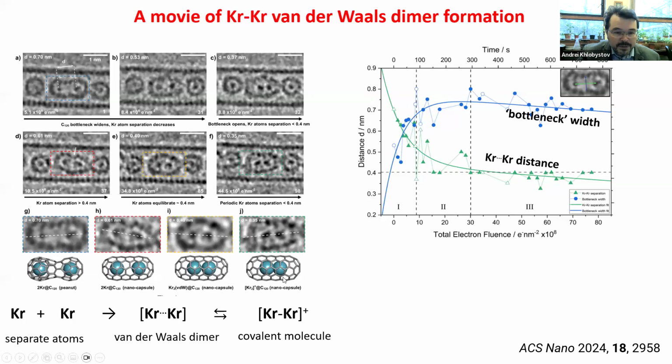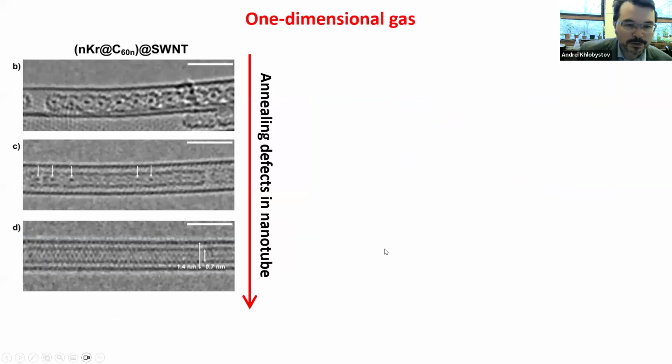What also happens with these dimers is that occasionally they become ionized, on very rare occasion, and then the bond between the krypton atoms becomes covalent, so atoms move closer to each other. But this is a transient situation because they regain the electron very quickly and go back to the van der Waals dimer. And we can correlate this distance between the krypton atoms with the bottleneck that develops between the fullerene cages. So it works very well.